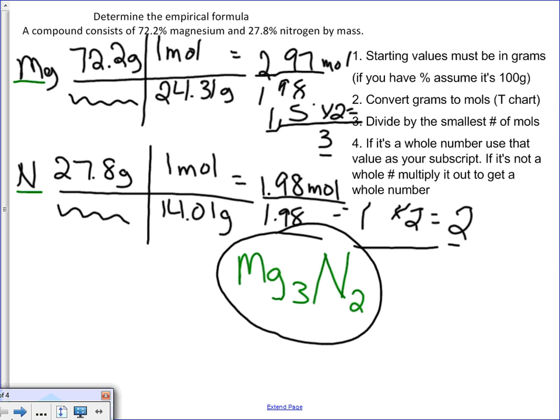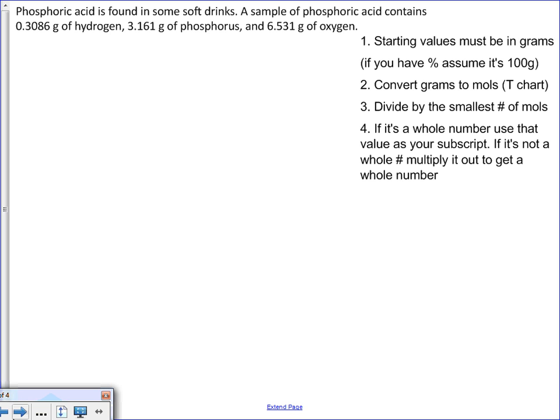Here, instead of percents, they actually give you the values in grams. So phosphoric acid is found in some soft drinks. A sample of phosphoric acid contains 0.3086 grams of hydrogen, 3.161 grams of phosphorus, and 6.531 grams of oxygen. So the starting values are in grams. We've got that. Number 2, convert grams to moles using a T-chart.